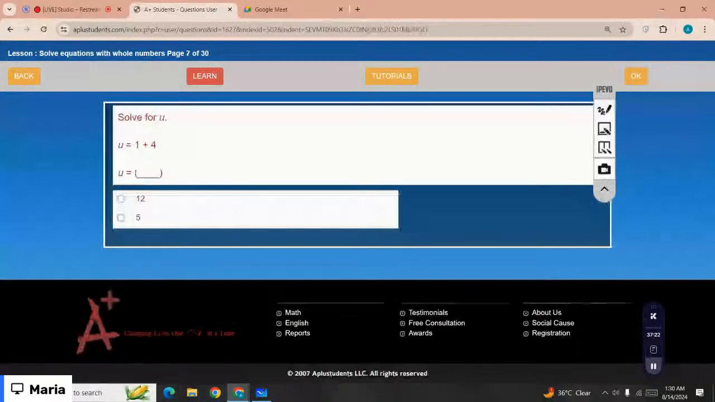The next one is solve for u, that is u equals 1 plus 4. So which is the correct option? So that is 1 plus 4 equals 5. Option number 2 is the correct option.